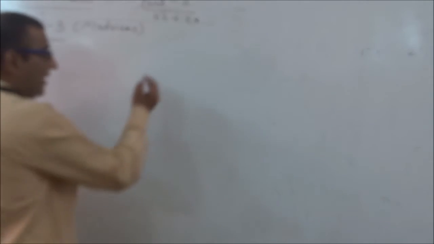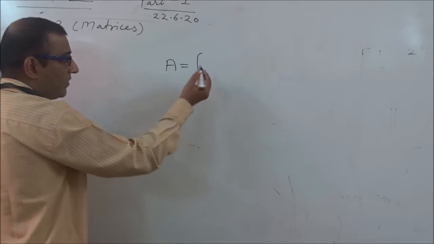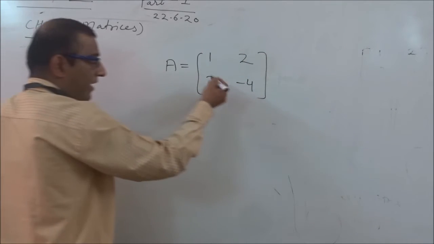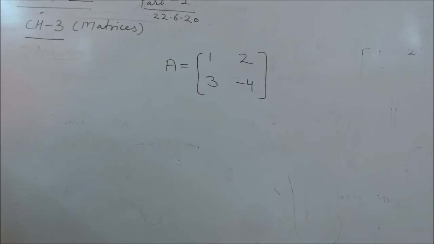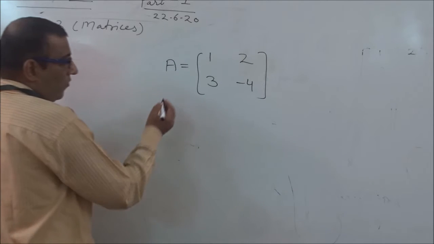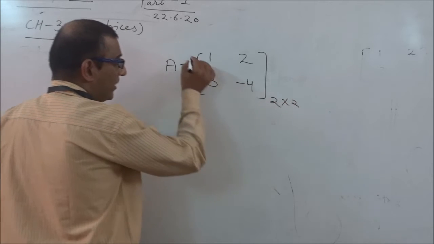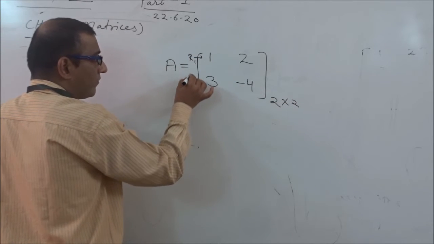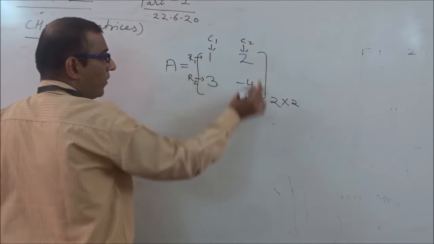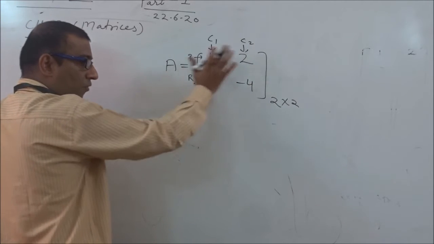For example, if we are taking one matrix, as I said, it is related to the capital letters. So if I am writing here 1, 2, 3 and -4, these numbers are real numbers; these numbers can be complex numbers also. As you see, this is a matrix of 2 into 2 because there are 2 rows and 2 columns. So we can say the order of this matrix A is 2 into 2. 4 elements are there, 4 entries are there.